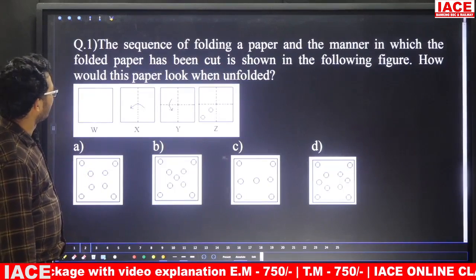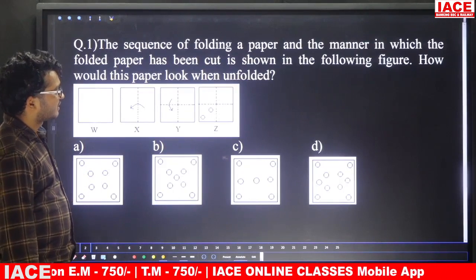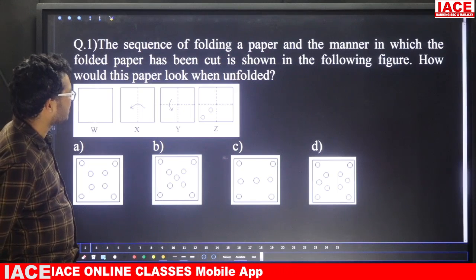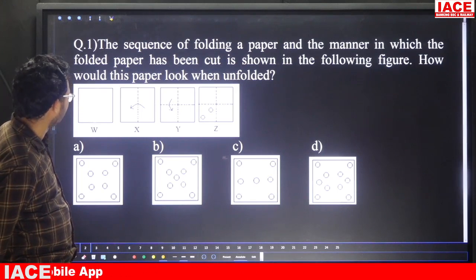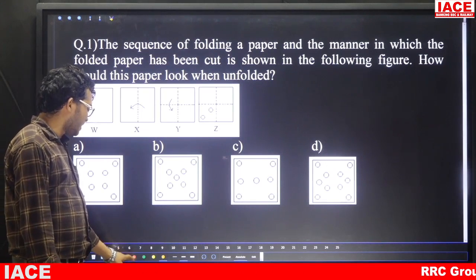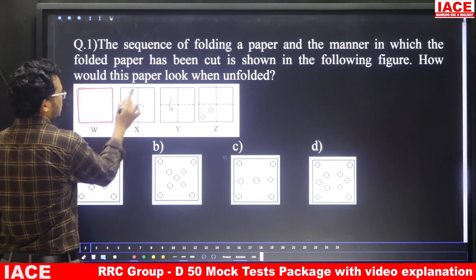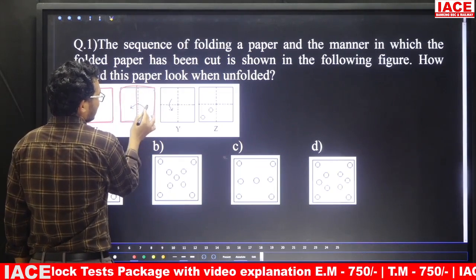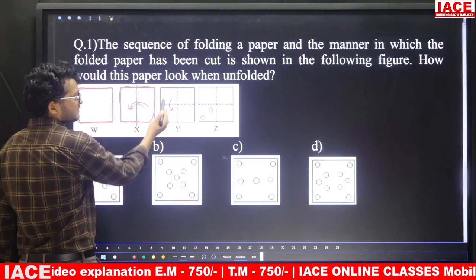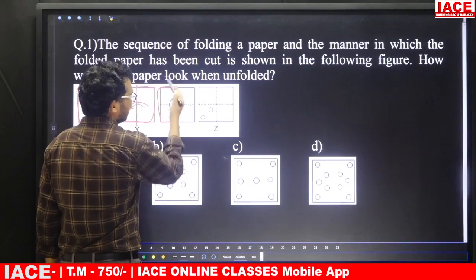Take care. Question number 1. The sequence of folding a paper and the manner in which the folded paper has been cut is shown in the following figure. How will it appear when it is unfolded? Friends, one is our paper. It is divided into two parts. Now the given arrow mark is right to left. That means the right part is folded to the left. We are having only the left part.